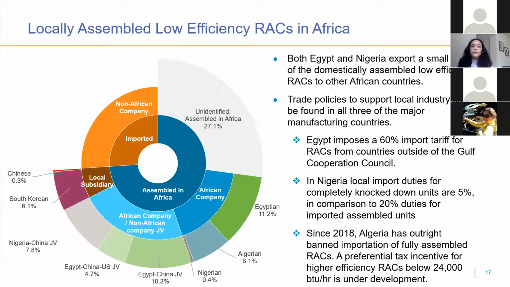And then in Algeria, what we see is that since 2018, Algeria has outright banned importation of fully assembled room air conditioners. In 2016, they introduced a tax incentive for high efficiency appliances, including air conditioners, imported to or manufactured in Algeria. However, the tax incentive has not yet been implemented due to challenges in identifying the organization that would classify and verify products based on their energy efficiency. Thus, we would consider Algeria is kind of considering this preferential tax incentive, but right now they're still operating with really just this full ban on imported room ACs, which is why we see them producing a large share for their domestic market.